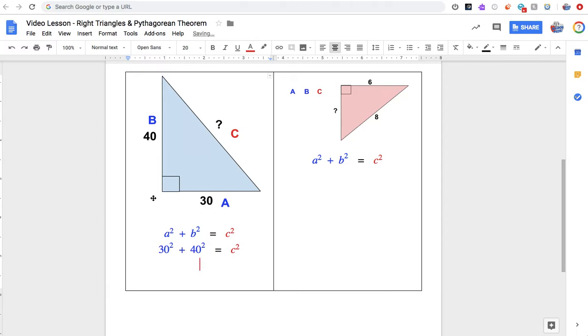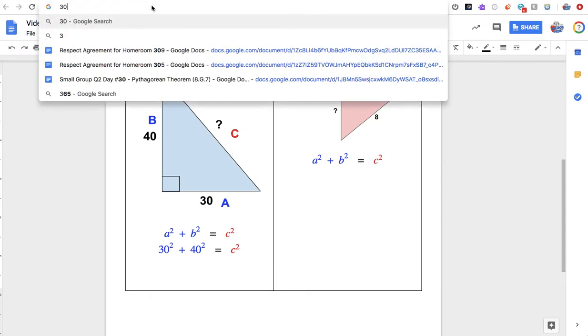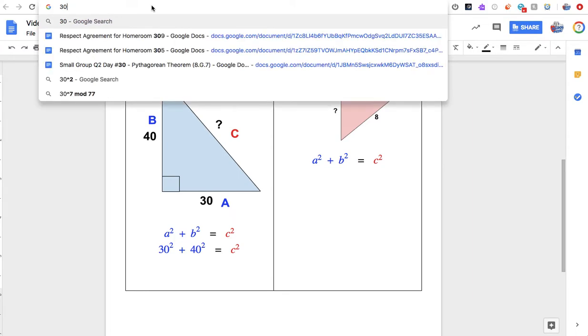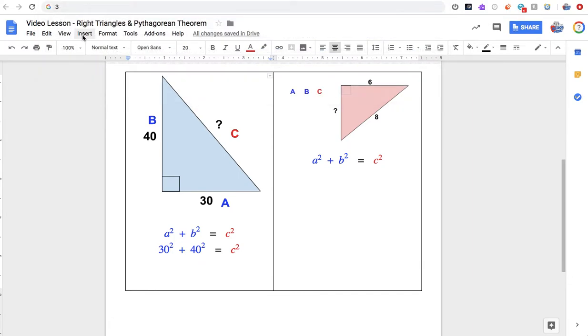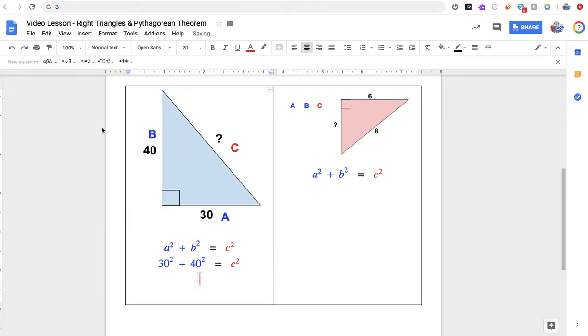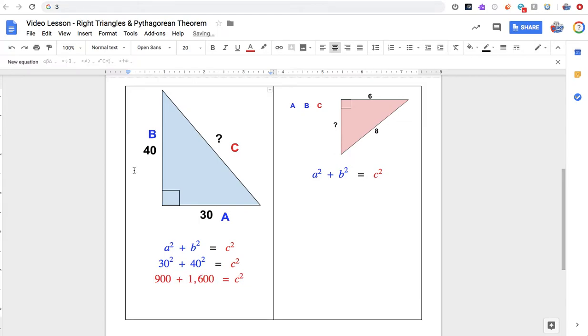Now, 30 squared, I could use a calculator to figure out that that's 900, but hopefully we know that 3 times 3 is 9, so that tells us that 30 times 30 would just give us 900. 4 times 4 is 16. That means 40 squared is 1600. So our formula becomes 900 plus 1600 equals c squared. Pause the video and try to finish this problem.